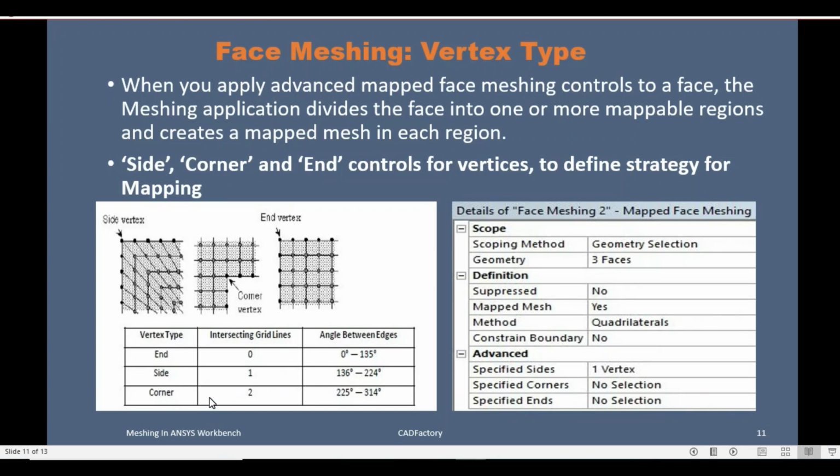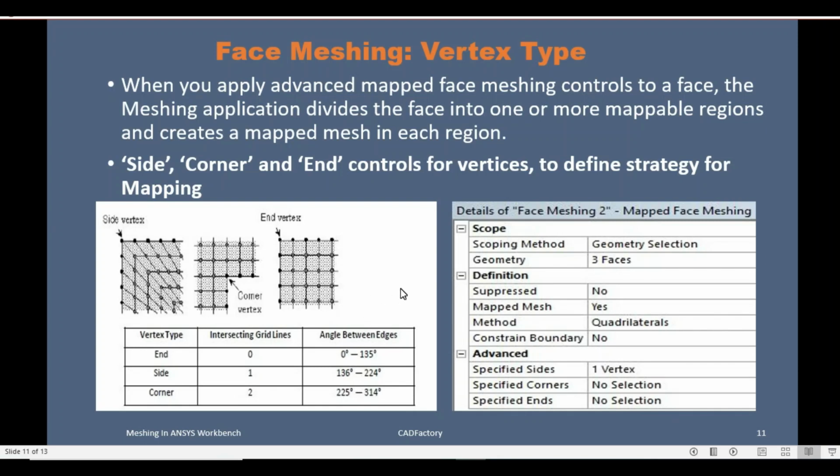For the side vertex, there is one grid line available, and the angle between edges is 136 to 224 degrees. And the third vertex type is corner. Here you will find two grid lines, and these two grid lines intersect each other with an angle of 225 to 314. So this is the angle between the edges.